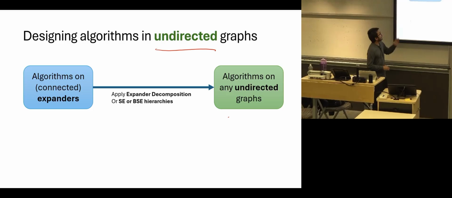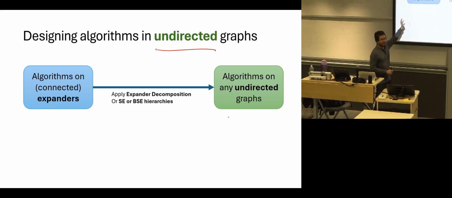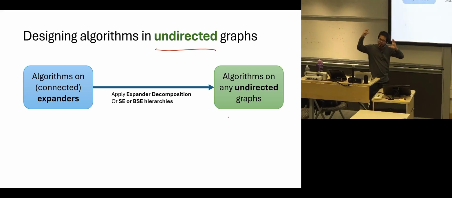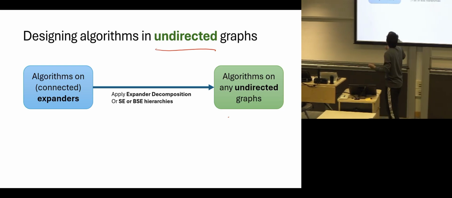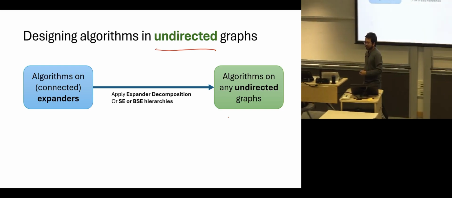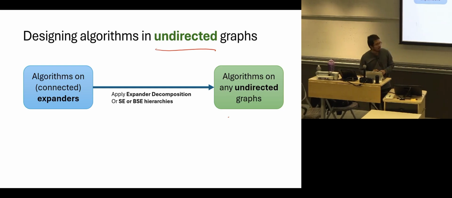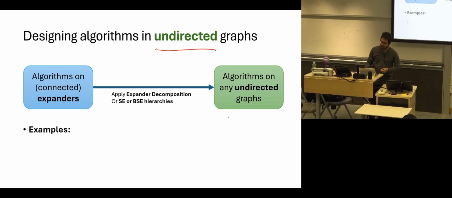We just start with whatever graph problem we want to solve. Just try to solve it on an expander first, on just one connected component of expanders. And then you try to make it work in any graph. How? Just apply expander decomposition, separator expander hierarchy or boundary separator expander hierarchy, SE or BSE hierarchy.